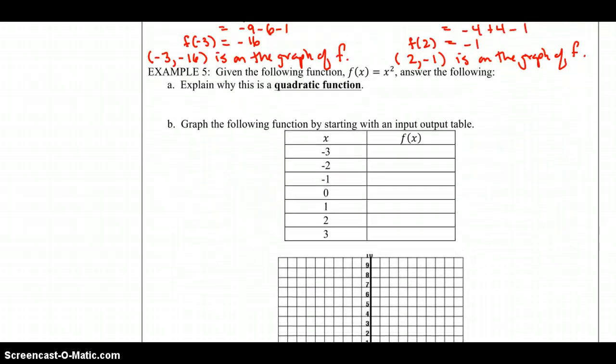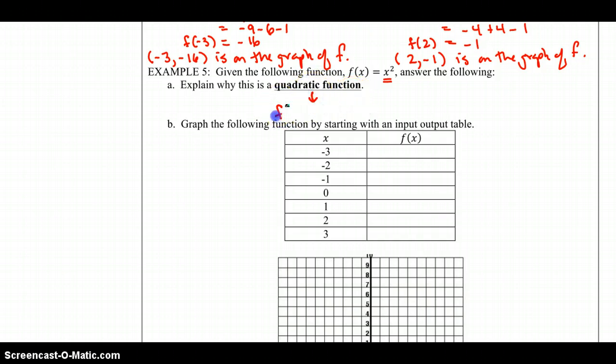All right, so example 5, we're given the function f of x equals x squared. Okay, so this is basically our simplest quadratic function. It has the required x squared term, no x terms, no constant terms, which is okay, and the simplest coefficient we can get here, which is 1, since it's not allowed to be 0. Okay, so it says to explain why this is a quadratic function.